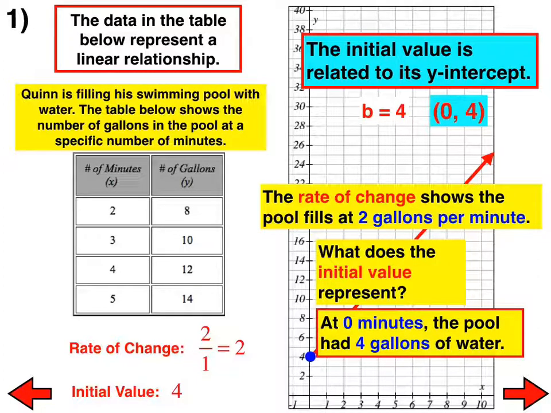In other words, before Quinn started filling the pool with more water, it already had 4 gallons in it. That's what the initial value means. Okay?